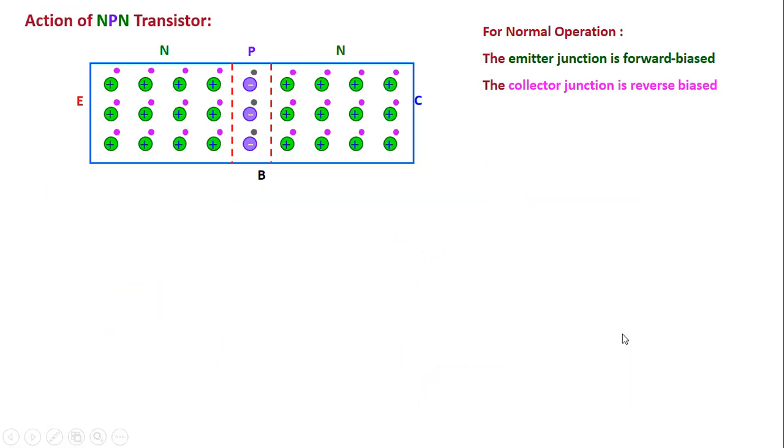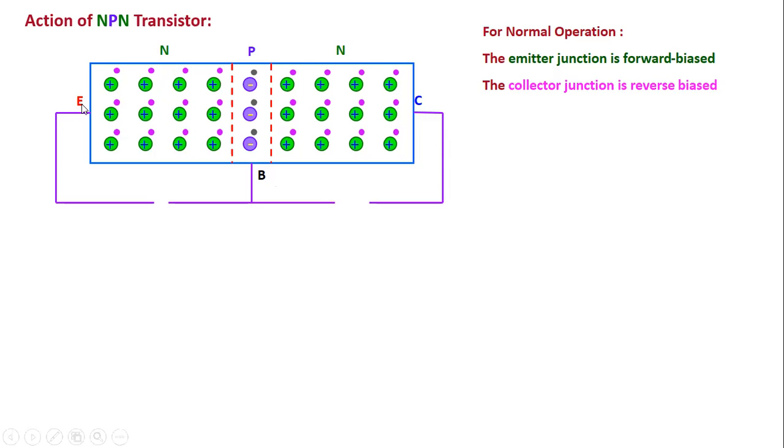Now let me learn the action of the transistor. For the normal operation of the transistor, remember one thing here: the emitter base junction is forward biased and the collector base junction is reverse biased. So here emitter base is forward bias and collector base is reverse bias. Now this is the emitter, you can see the emitter by capital E, collector by C, and base by B. Now let me connect the emitter junction for forward bias and the collector in reverse bias.